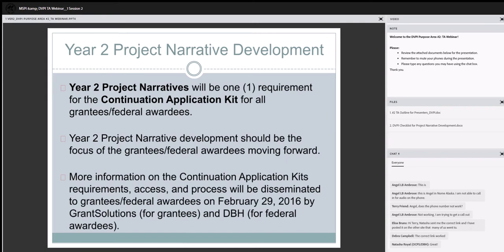Most information on the continuation application kit requirements, access, and process will be disseminated on February 29th. So you're going to get information on February 29th of what is involved in the continuation application kit for year 2. In the meantime, work on your year 2 project narrative because they will be submitted at the same time.